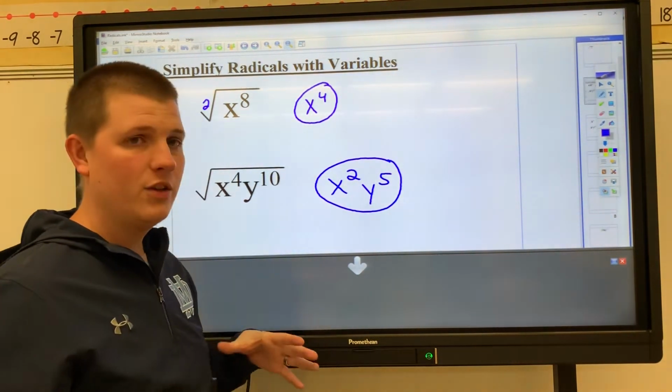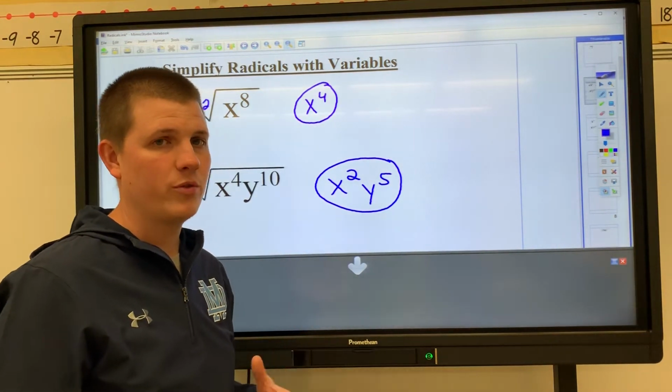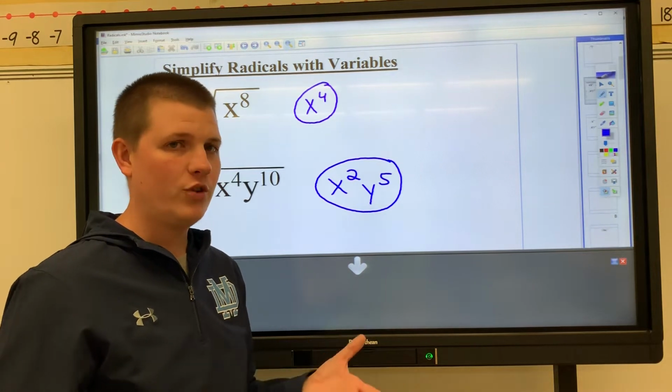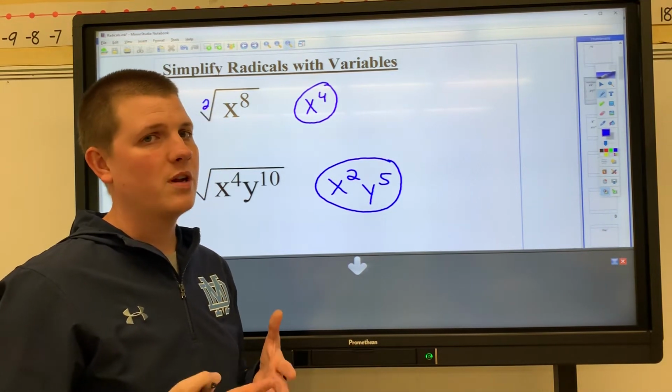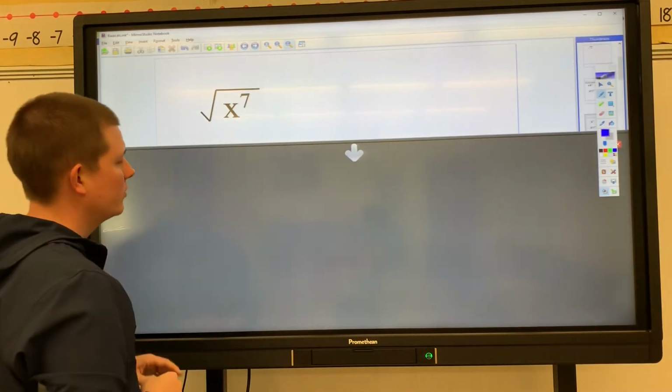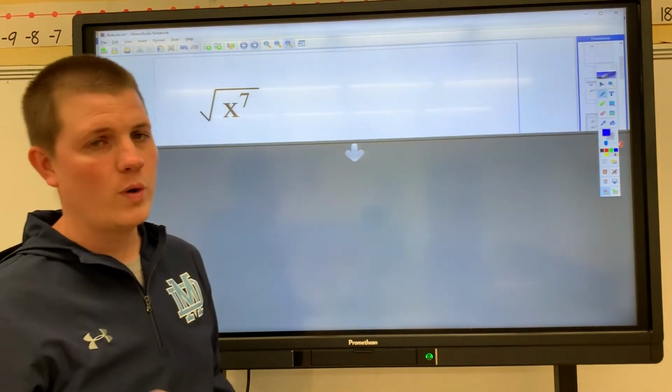Now, hopefully you have a question in your mind as we go through this. What happens if it's not even? What happens if the exponent is odd? Because we're dividing by 2, and if it's odd, obviously it will come out as a decimal. So let's look at that. Square root of x to the 7th.